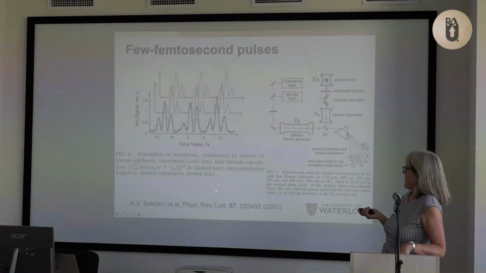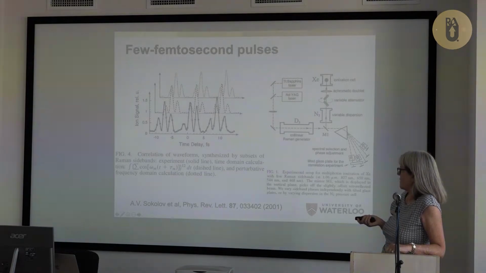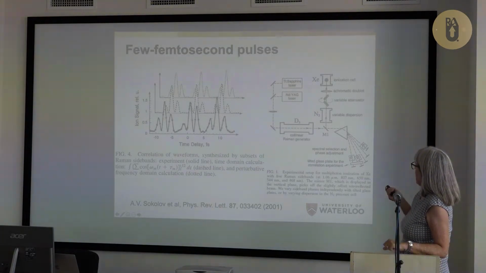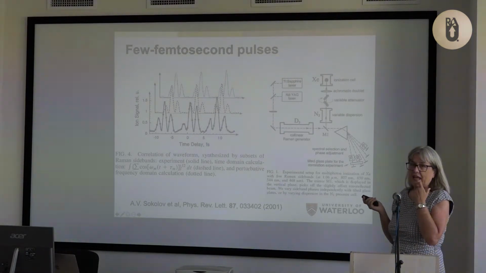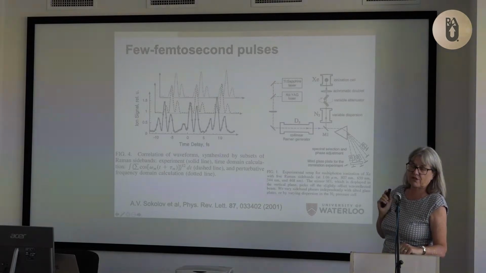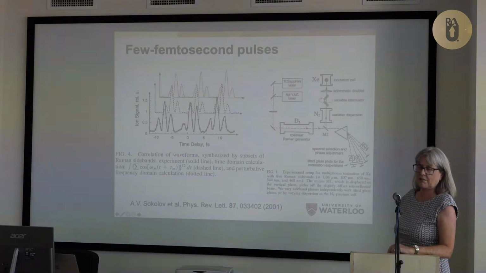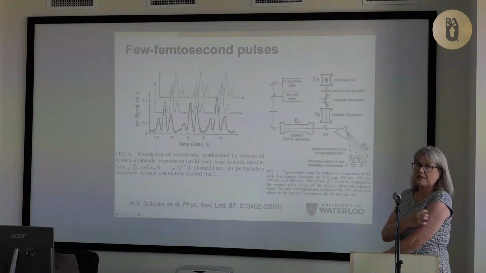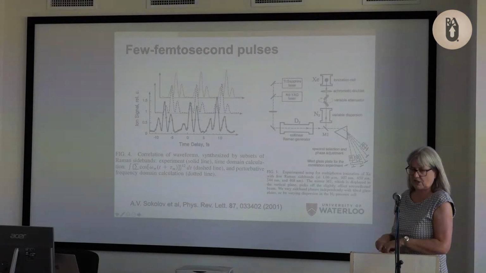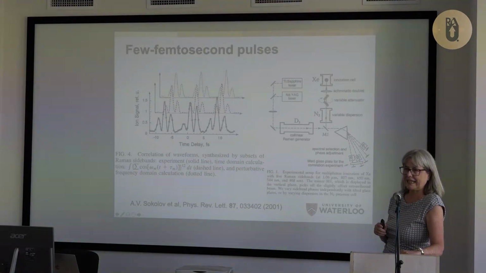So one of the groups, Stephen Harris's group at Stanford, and Sokolov was his grad student at the time, he's now at Texas A&M, they did this, and they just took 5 of the orders, and they timed up 5 of the orders, and they showed that indeed they could get pulses. I think at this point it was 1.5 femtoseconds, and I think using multi-frequency Raman generation, the least has been 0.85 femtoseconds. So they've shown that indeed we can get single femtosecond pulses using this process.